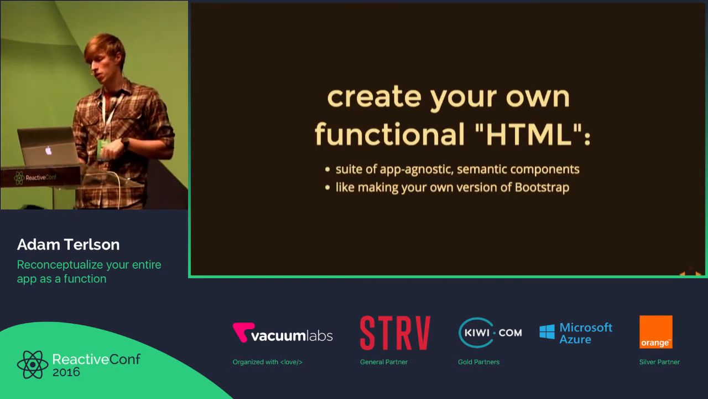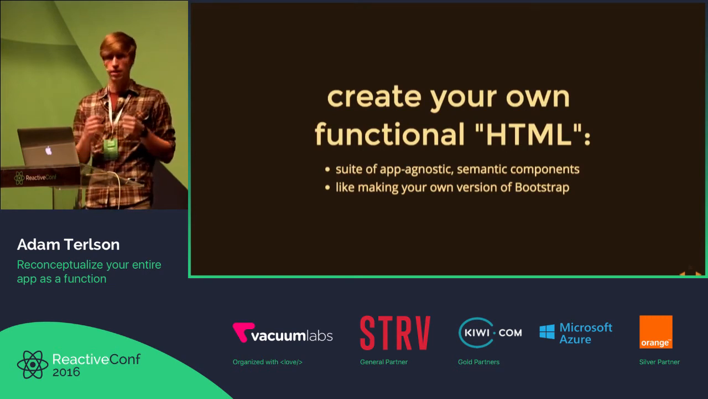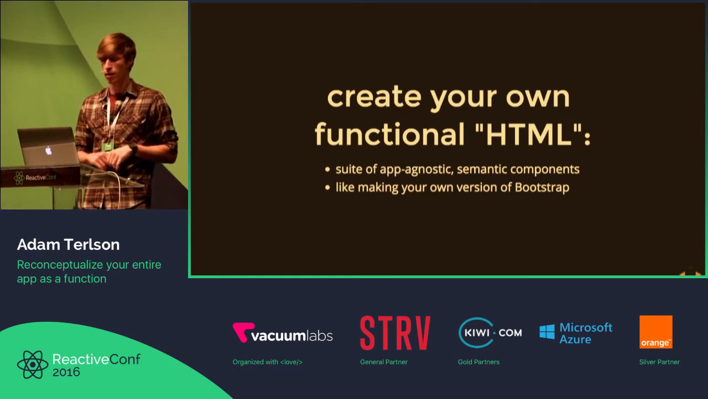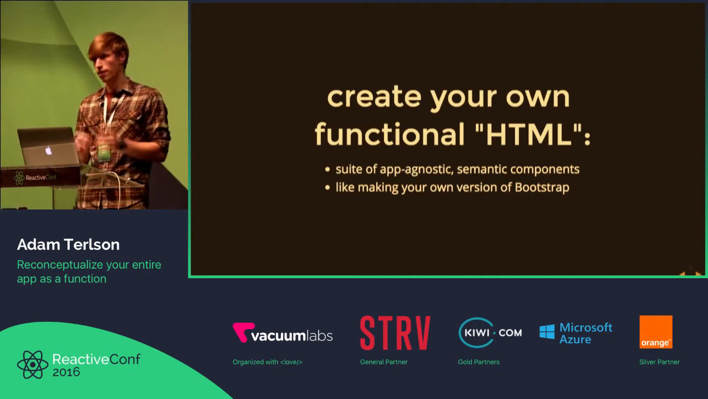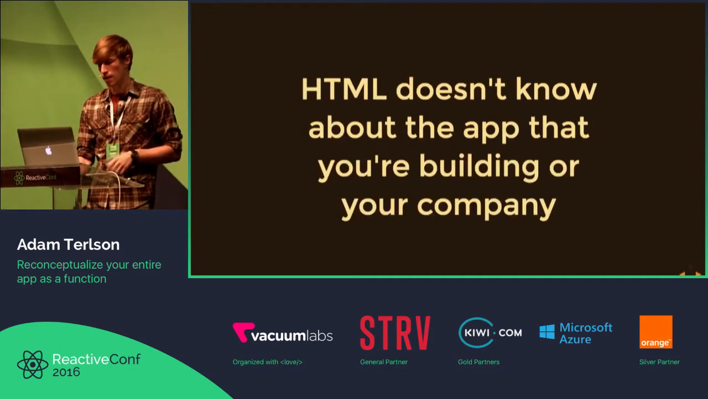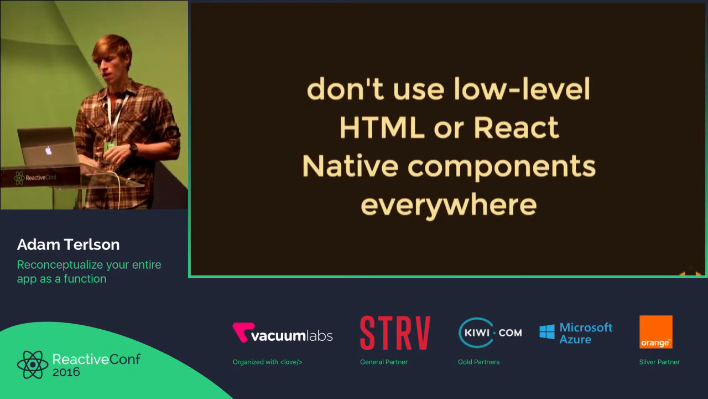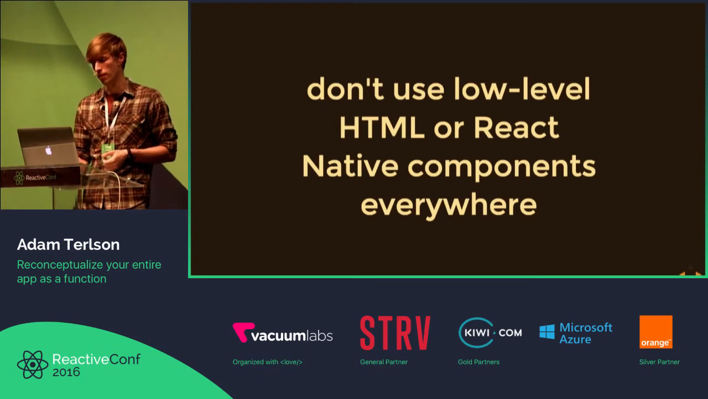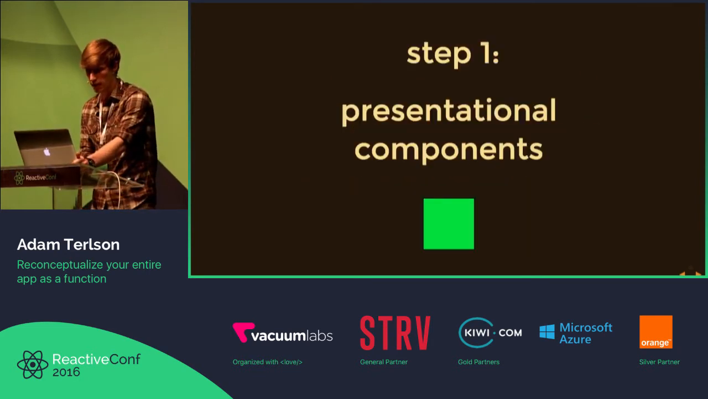When you build these abstractions, you're basically creating your own type of HTML. You're building a suite of application-agnostic Lego blocks, as was mentioned before, that are semantic. They're not actually the description of your app. They're like HTML, right? So they don't know about the app that you're building or your company. So don't use low-level HTML and React Native components everywhere. Once you build these abstractions, leverage them. Quick warning, there will be bright colors, and I'm going very quickly.